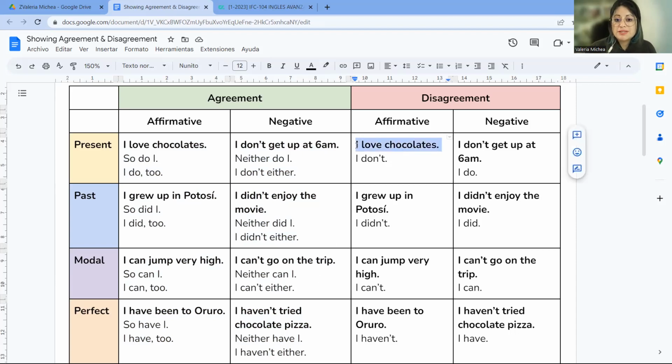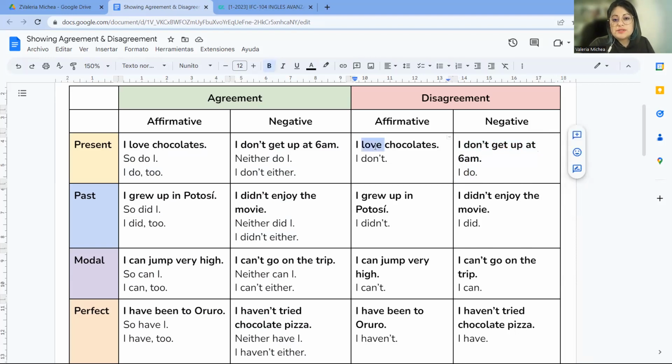For example, if another person says, I love chocolates. If you don't agree, meaning you don't love chocolates, you can say, I don't. Right? So just answer in a negative form. I don't love chocolates. Or if another person says something in a negative form, I don't get up at 6 a.m., but probably you don't agree with that because you get up at 6 a.m., you can say, I do. All right, so I don't agree with what you said because I do something different.